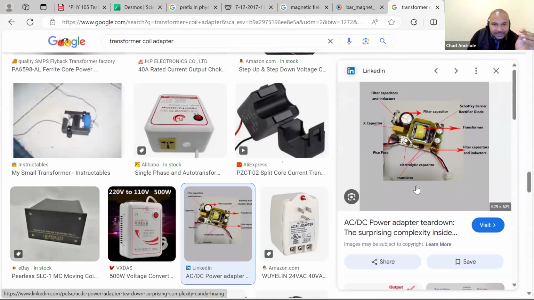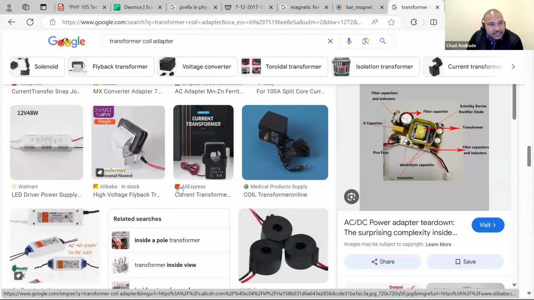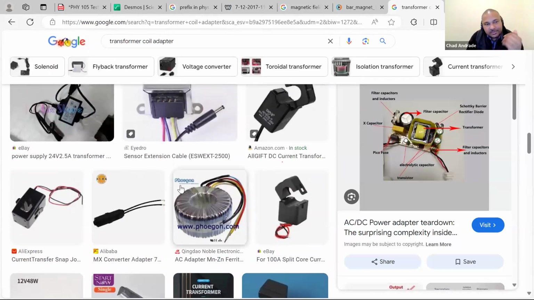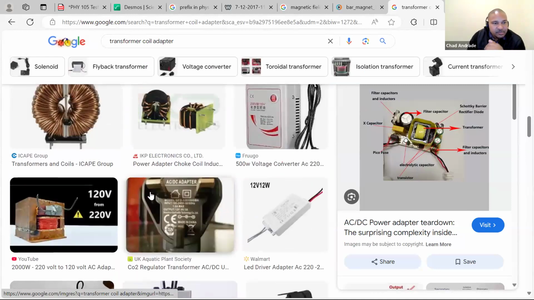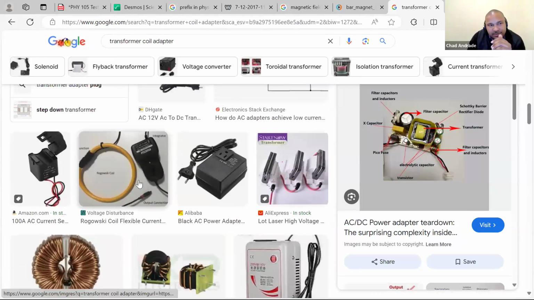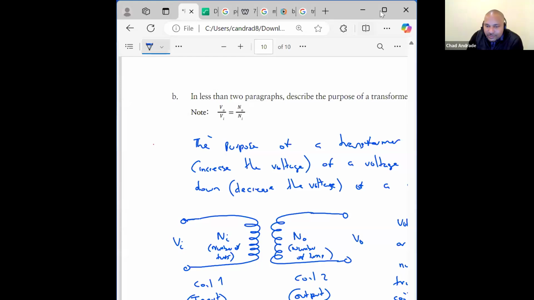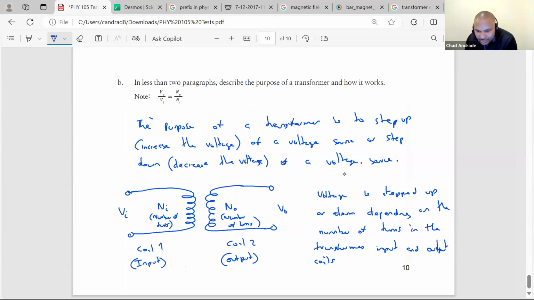But if you ever see inside of one, you're going to see a transformer in there. When you plug something into the wall, it supplies 110 volts, but your device requires 12 volts, not 110, right? In order to get the voltage to 12, it has to be stepped down. So voltage is stepped up or stepped down, depending on the number of turns in the transformer's input and output coils. And that's based on this equation, VO over VI equals NO over NI. And that's it.